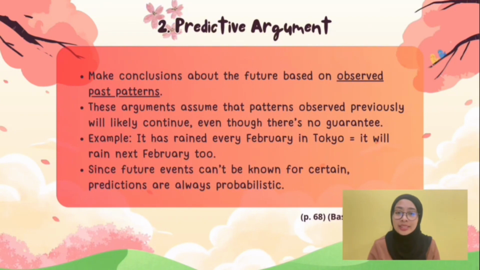As you can see from the example, it refers to the observed past pattern, which is every February, and concludes that the next February will also be raining. This is of course not 100% guaranteed. So, since the future cannot be known for certain, predictions are always probabilistic.